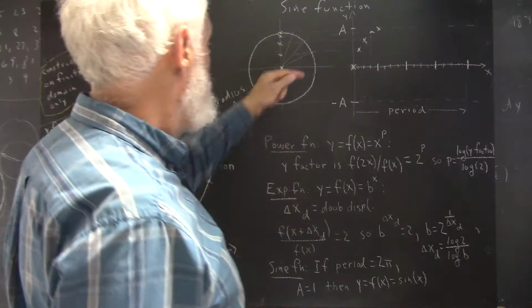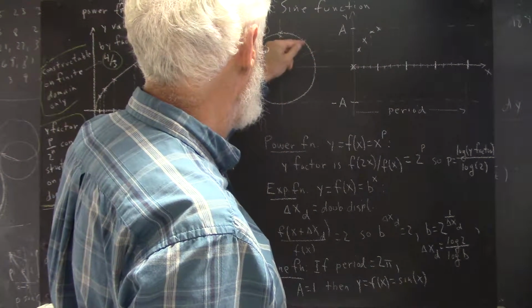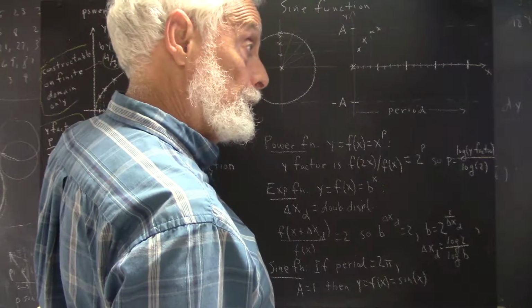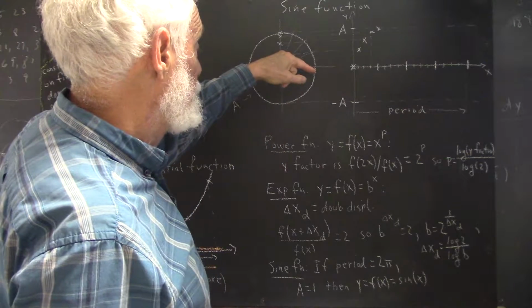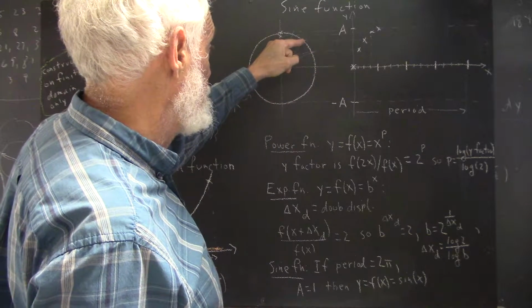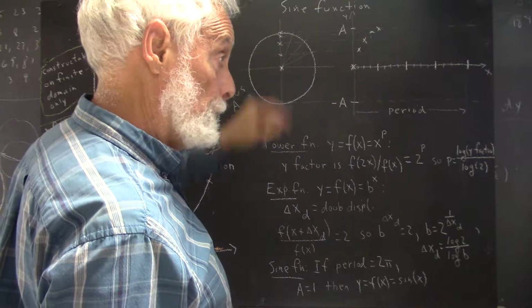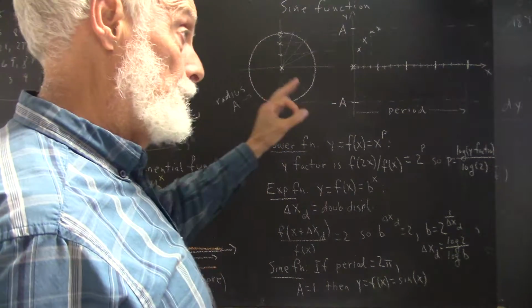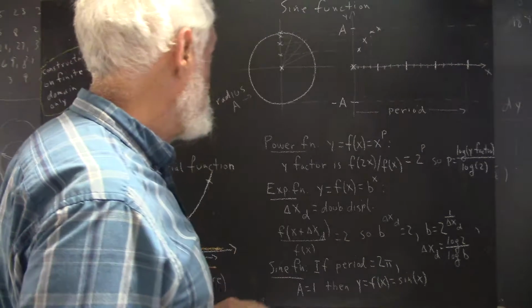Okay, now these five points on the circle are equally spaced along the circle. The distance along the arc from here to here is the same as from here to here, same as from here to here, same as from here to here. I didn't draw it perfectly, so it doesn't necessarily look that way, but that is the way we construct it.